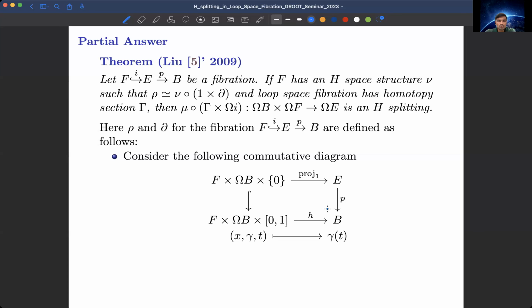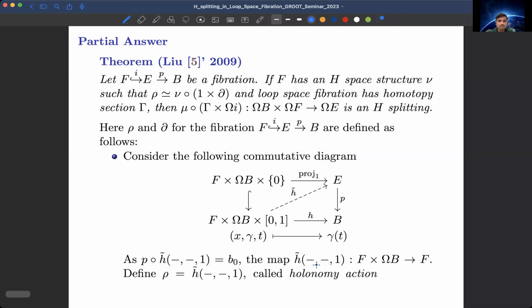So this diagram commutes, and as this is a fibration, we have a lift H tilde, and I define my rho to be this H tilde at 1, and so that actually maps to E. But as this H tilde is a lift for H, if I take it at the point 1, it should be equal to my gamma 1, but gamma 1 will be the base point b0. So in particular I can say this H tilde at 1 belongs to P inverse b0, which is F.